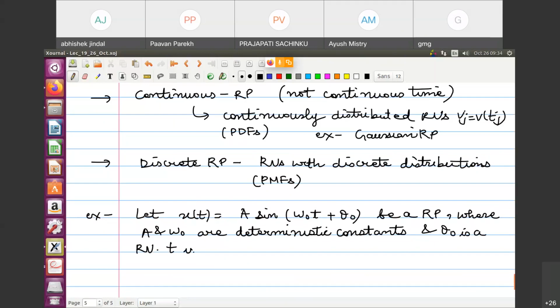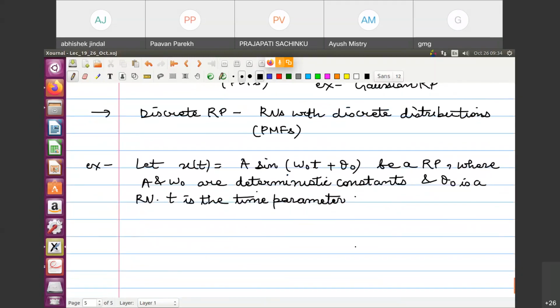And t is the time parameter. Now let us put a distribution on theta. Let theta naught be uniformly distributed over minus pi to pi.